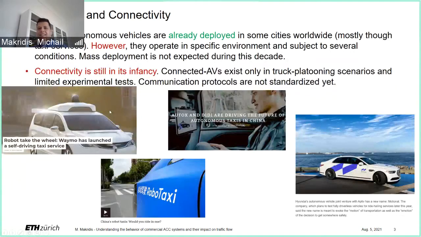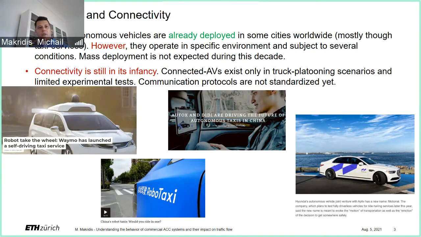Okay, this is the generic slide that I wanted to start my talk. It's about automation and connectivity, and at least 5 years ago, every presentation for automation and connectivity started with something futuristic, something unreal, because automation and connectivity at that point was seeming unreal.